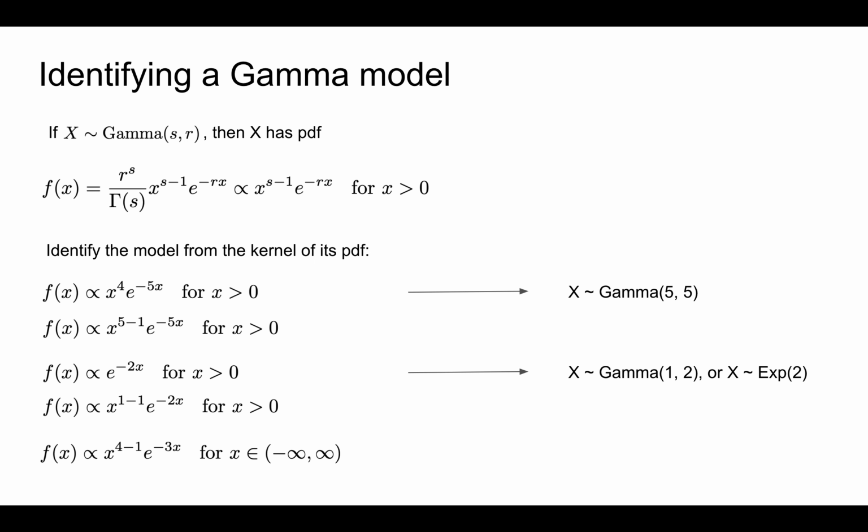Finally, though this last PDF almost looks like a gamma kernel, it's defined on the entire real line. Thus, since gamma random variables must be positive, the corresponding variable x here is not gamma.